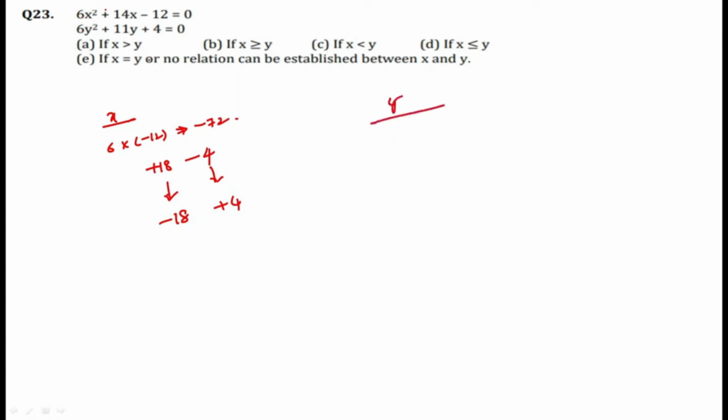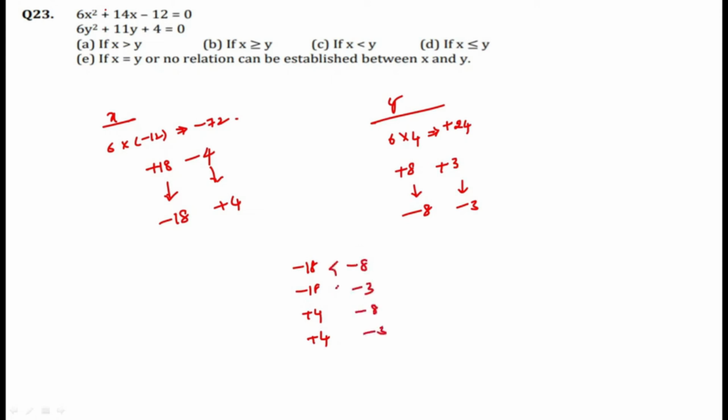Now consider the y values. 6 into 4 is equal to 24. The resultant is positive, so you can consider plus 8 and plus 3. The final factors are minus 8, and take the x values as constant. Take it as the y values here. Now you can compare the values. It's smaller, it's smaller, it's greater. Guys, if there are two different comparisons with different results for a single answer, you can choose option E: there is no relation. While comparing, if you get two different things, we can't define the exact answer, so you can choose the answer that there is no relation in the given.